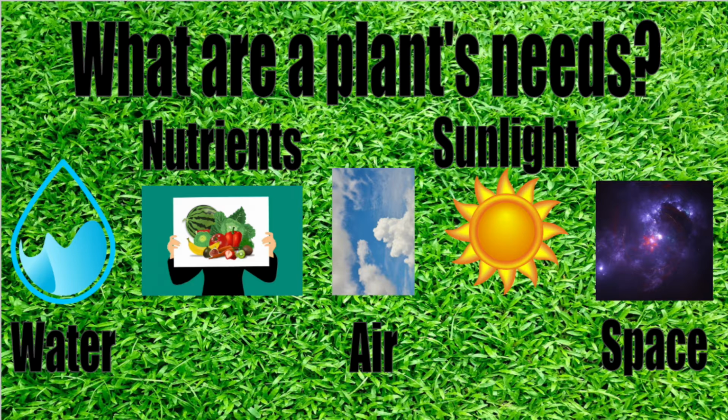And they need space. Now, I know I put a picture of outer space, but they need space to grow, a place where they have plenty of room to spread out. So what does a plant that's getting all of its needs met look like? Well, let's take a look at these pictures that come next to see what plants look like when they have their nutrients, water, sunlight, air, and space to grow.